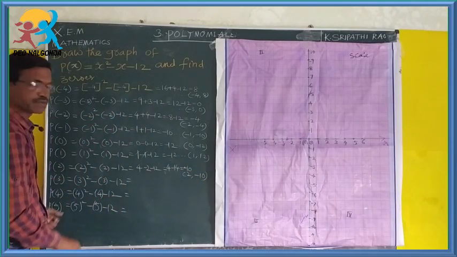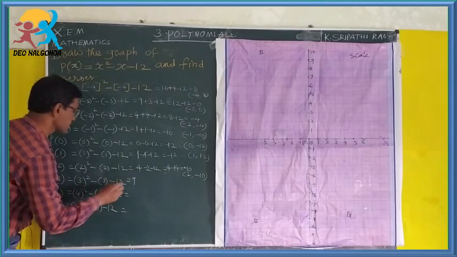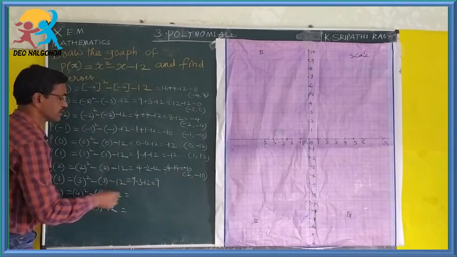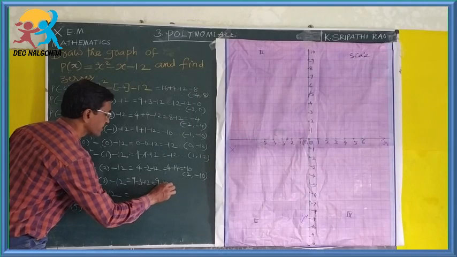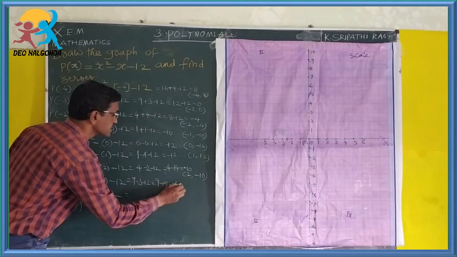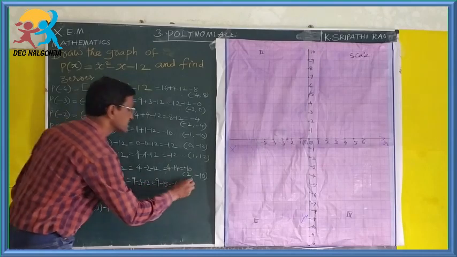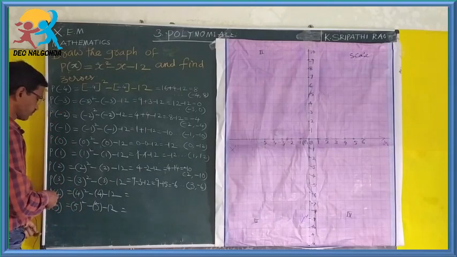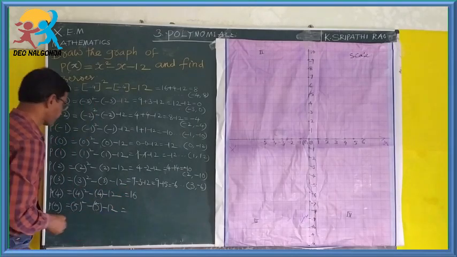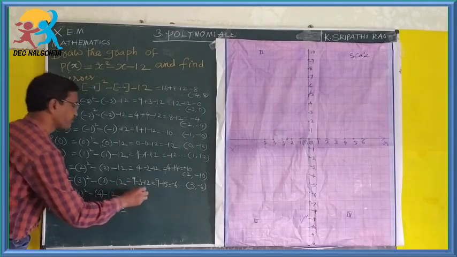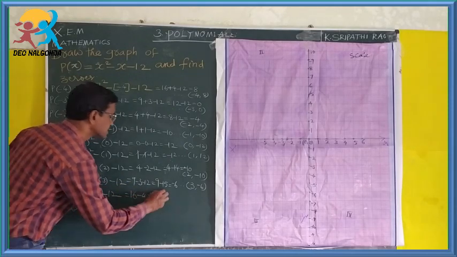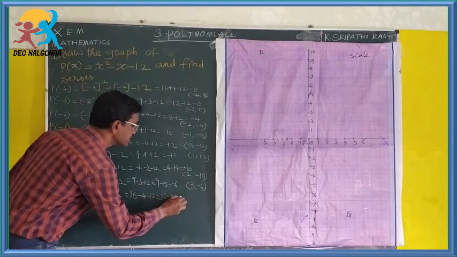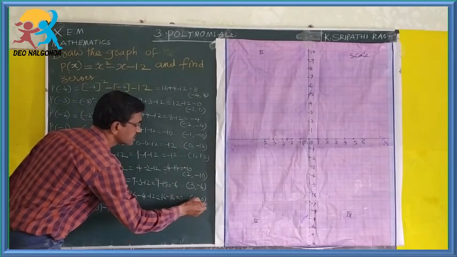Next p of 3: 3 squared means 9 minus 3 minus 12. Only one positive number here, add the two negative numbers, minus 15, 9 minus 15 is minus 6, therefore 3 comma minus 6. Next p of 4: 4 squared is 16, minus 4 minus 12. Here 16 minus 4 minus 12 is 16 minus 16, 0, therefore 4 comma 0 is the point.